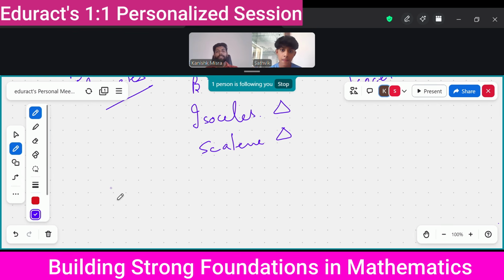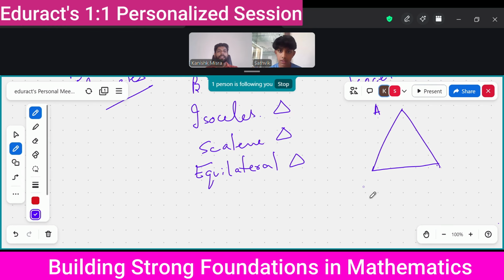The third type of triangle is equilateral triangle. What happens in equilateral triangle? All sides will be equal. All sides as well as all angles are equal. That means each angle would be measuring 60 degree. Since all are equal, each angle would be measuring 60 degree. Perfect? Yeah. Okay.